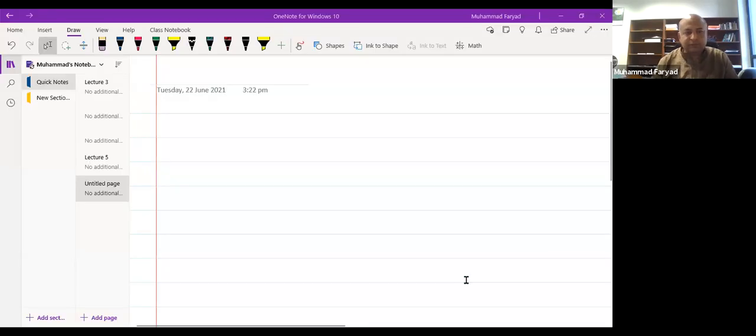So let me start by sharing my OneNote. Perfect. So let's begin. And hopefully, this is going to be less intimidating for you after having gone through the Deutsch-Jozsa algorithm.